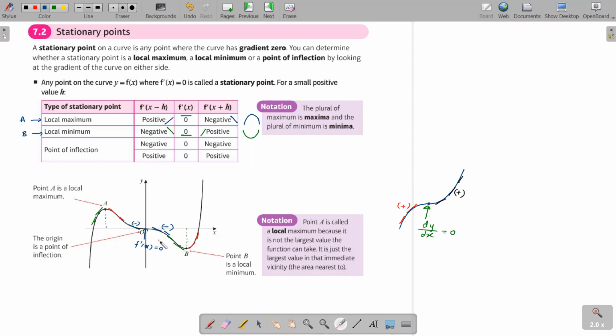So these kinds of points are called what? Points of inflection. In a point of inflection, you don't have a maximum or minimum. However, the gradient is 0. Let's make a note of this particular rule.